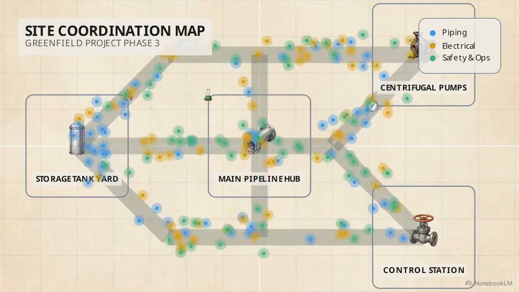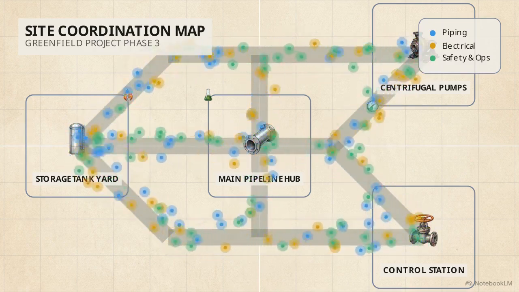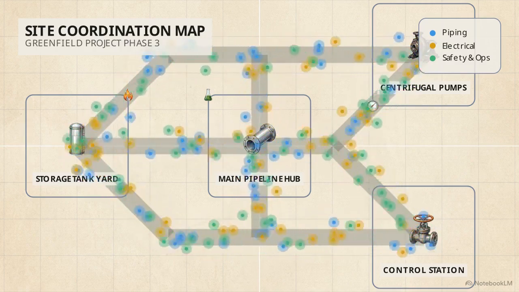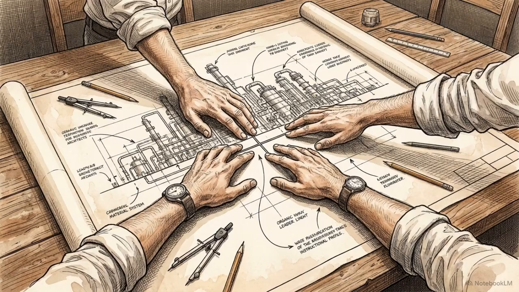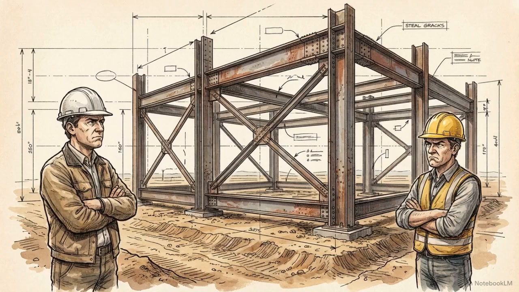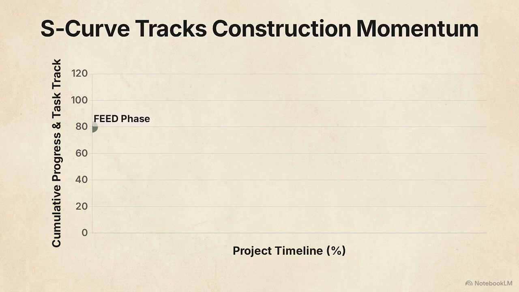When you have thousands of specialists from different engineering fields all trying to work on the same site at once, the biggest risk to the schedule isn't a lack of individual talent. It is the friction that happens when those different teams stop talking to each other. To keep everyone moving together, management relies on a few specific tools. The first is a Gantt chart.